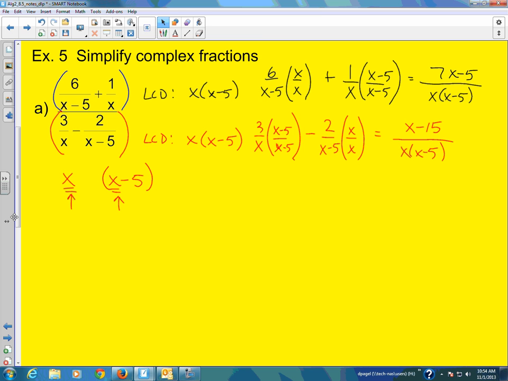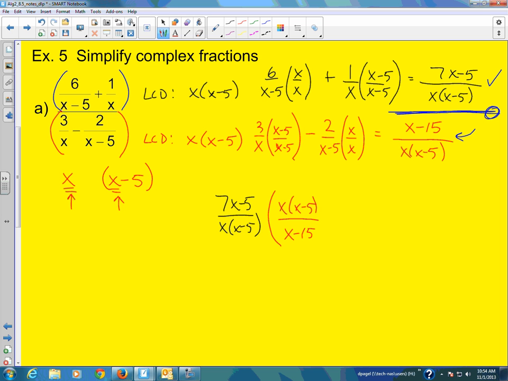All right, so you've got 7x minus 5 over x times x minus 5 divided by x minus 15 over x minus 5. So now we're going to save this one, change this to multiplication, and flip this one over. And now it'll look like this. 7x minus 5 over x times x minus 5, multiplied by the reciprocal, so x minus 5 over x minus 15.